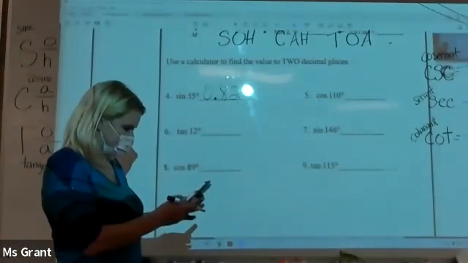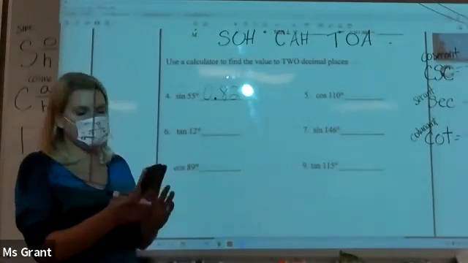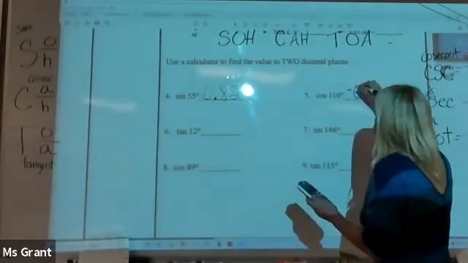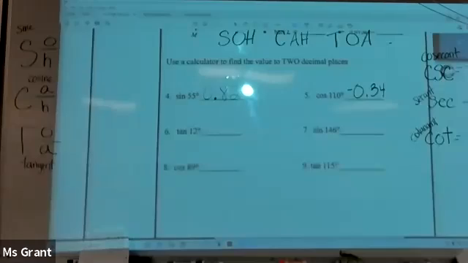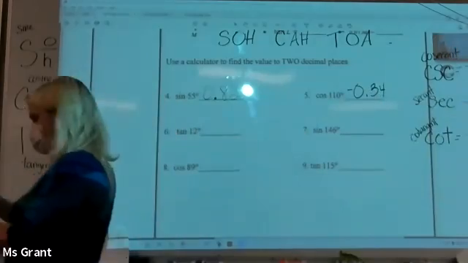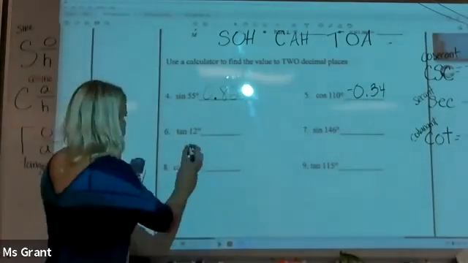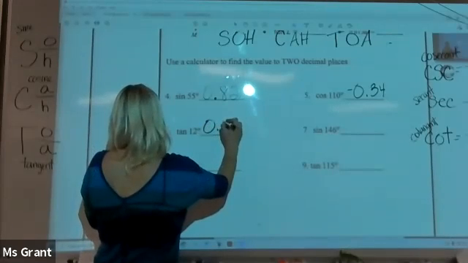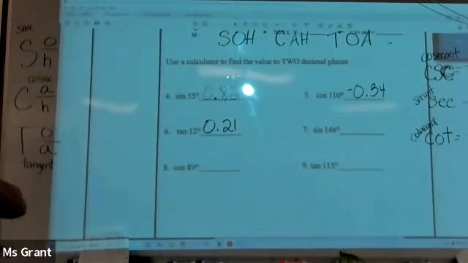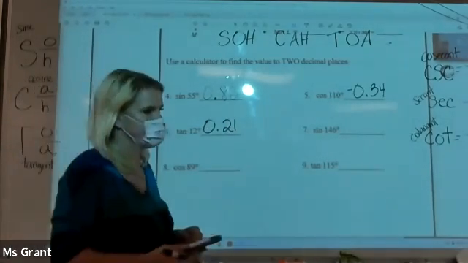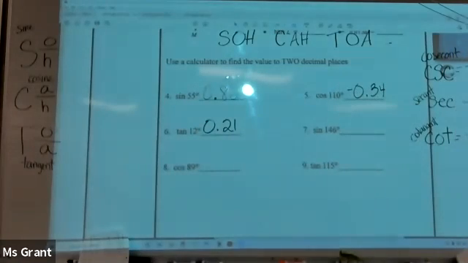Cosine 110. 110 degrees. The cosine of 110 degrees is a negative number. Totally fine. Negative 34 hundredths. Tangent of 12. 0.21. Keep going, finish them off. Sine of 146. 146 degrees.